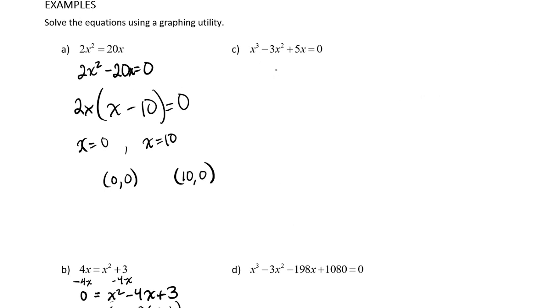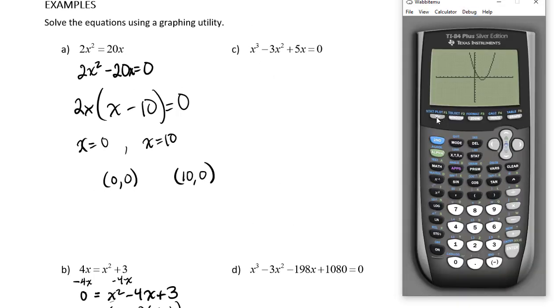Now let's look at C. Take your calculator, go to y equals, clear any equations in there, type in x cubed minus 3x squared plus 5x, and then graph it. It appears that there is only one real solution to this cubic, and it appears to be at 0.